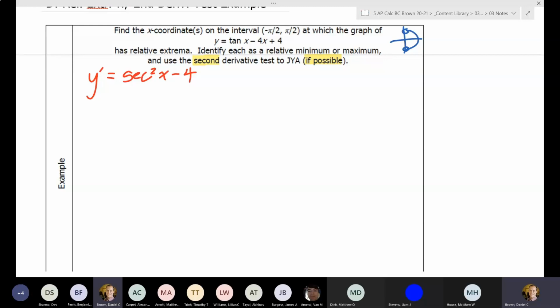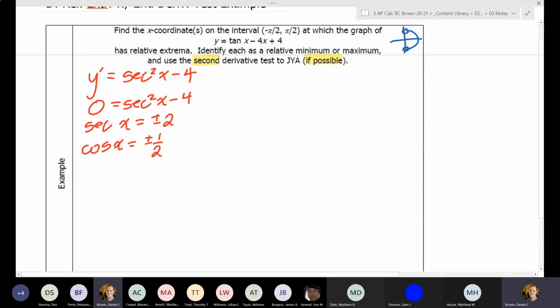And then horizontal tangents, so I don't need to worry about where this is undefined. Horizontal tangents are only where it's equal to 0. So I have secant of x would be equal to plus or minus 2. I added 4 to both sides and took the square root, making sure you remember that plus or minus. If you remember from last year, I often don't solve equations in terms of secant. I like dealing with sine and cosine. So since secant is the reciprocal of cosine, if I say secant is equal to plus or minus 2, that's the same thing as cosine is equal to plus or minus 1/2.